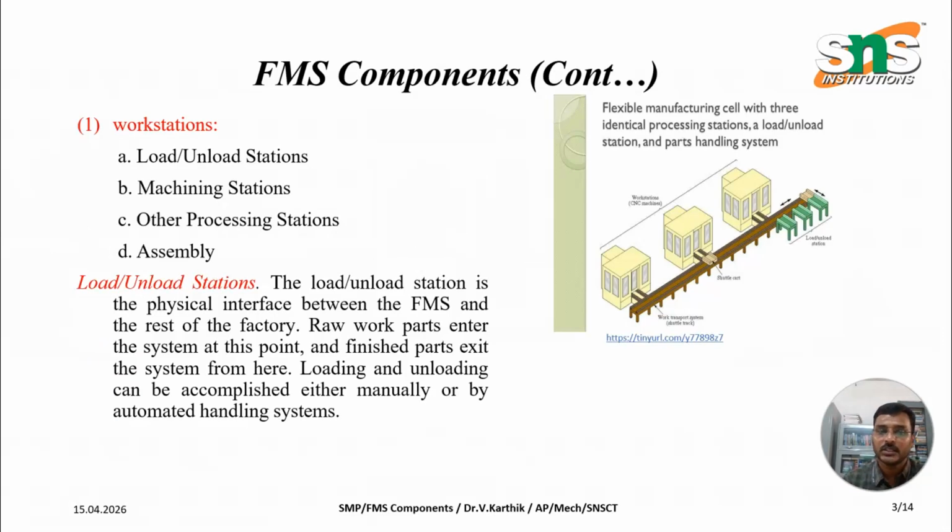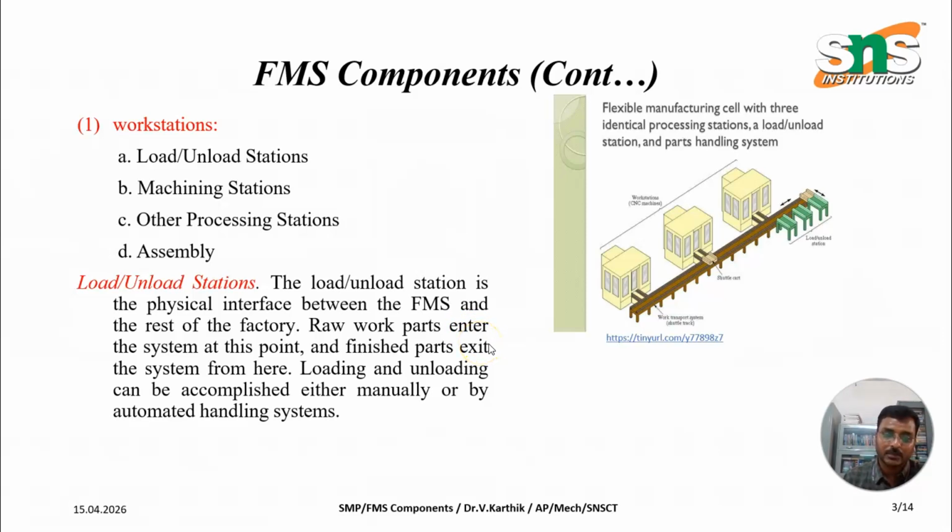The first one is the workstations, as I told: the load and unload stations, machine stations, other processing stations, and then assembly. Here, this is called the loading station, and then the unloading, loading, unloading. This is the machines, CNC machines or some machining operations areas, and work transportation and assembly areas, where the load and unload stations are the physical interface between the FMS and the rest of the factory, where raw materials enter the system at this point and finished parts exit the system from here.